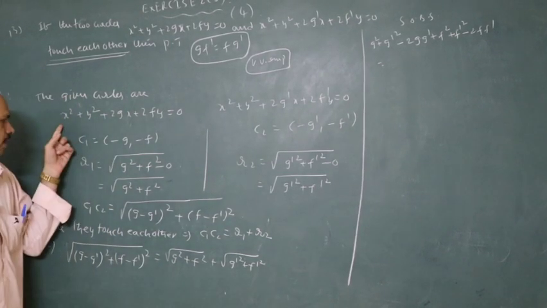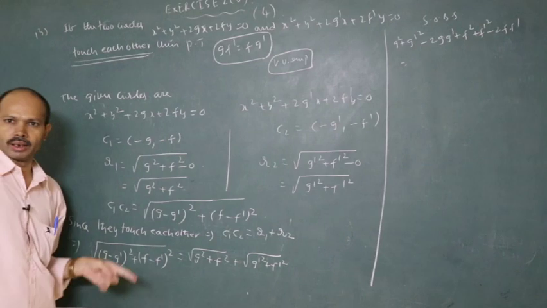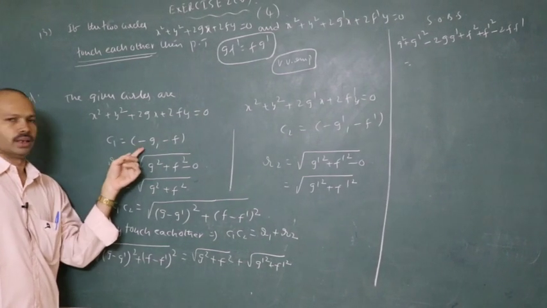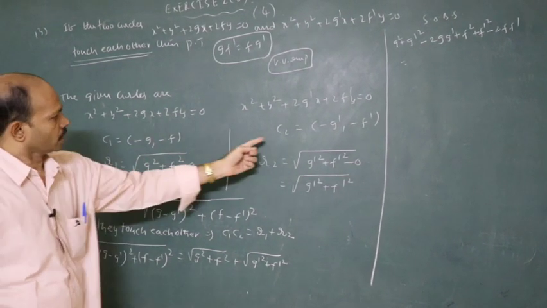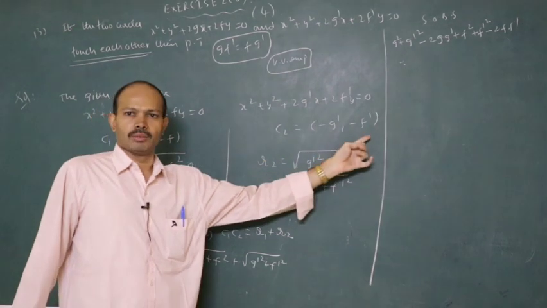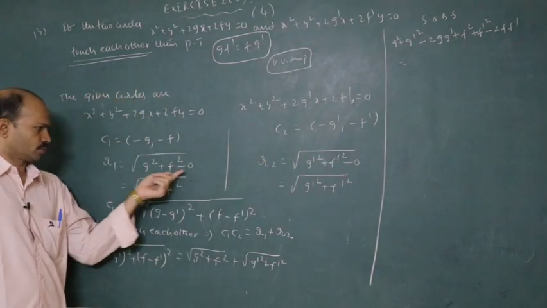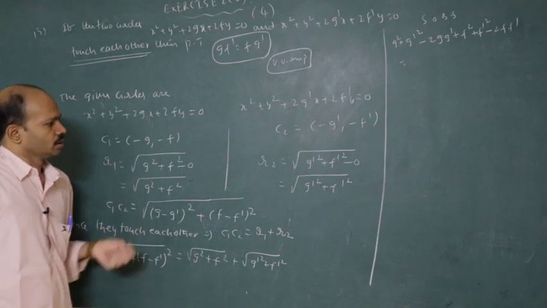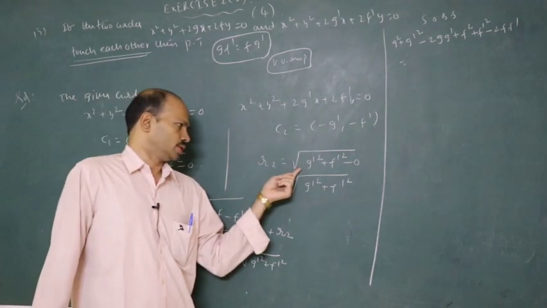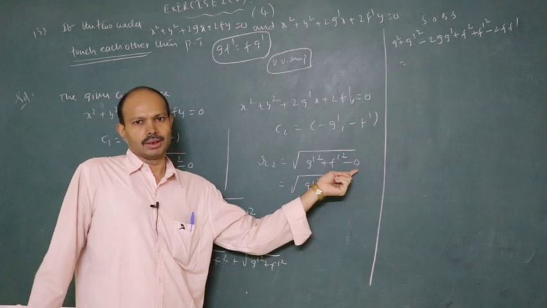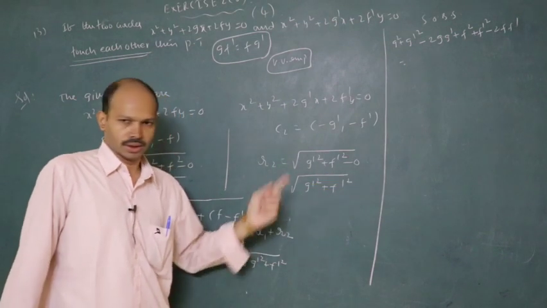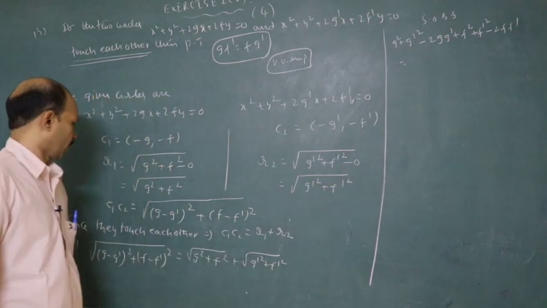See the given first circle and this is the second circle. What is the center 1? Minus g, minus f. Center 2: minus g dash, minus f dash. Radius 1: root of g square plus f square minus c. And radius 2: root of g dash square plus f dash square minus c. The c value is 0, so that is g dash square plus f dash square.